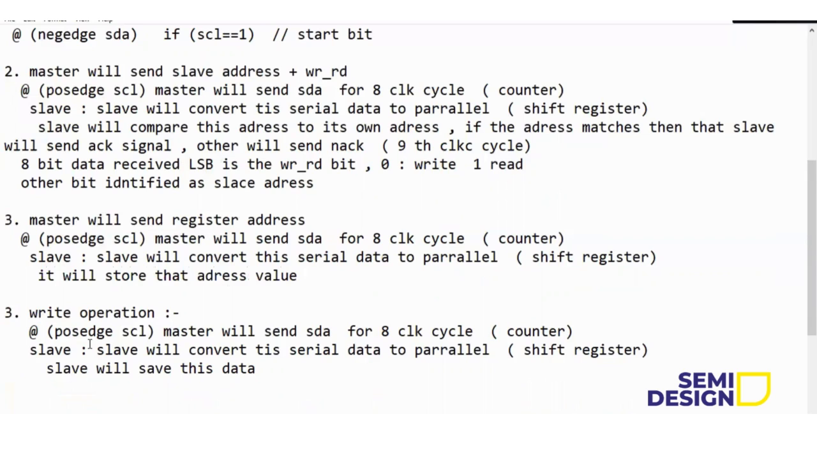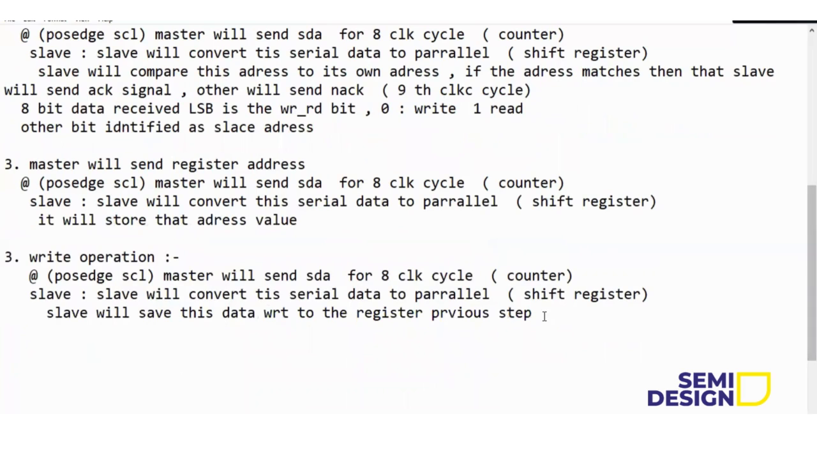Now write operation, what will happen? Again, slave will get the 8 clock cycle data. It will convert from serial to parallel. Then slave will save this data in the register stored in the previous step. The data with respect to the register from the previous step, whatever register I have got, it will store.